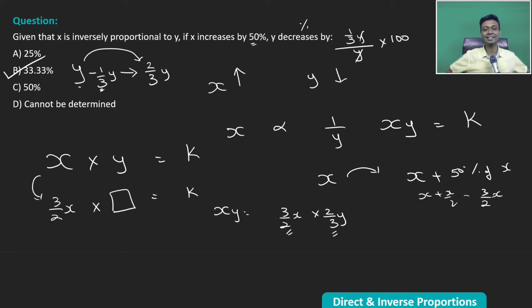If x and y are inversely proportional, if x increases, y decreases. It should increase and decrease in such a way so that the product is the same. So x goes to 3 by 2 of x, y should fall to 2 by 3 of y. That's very crucial. Once you can think about it in terms of 3 by 2 and 2 by 3, this question becomes very simple.